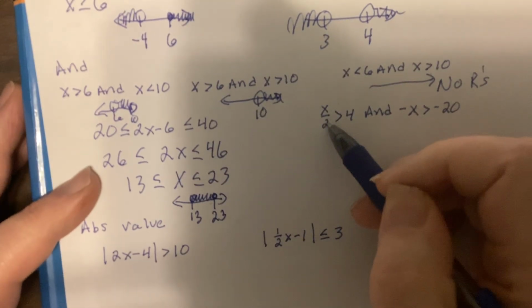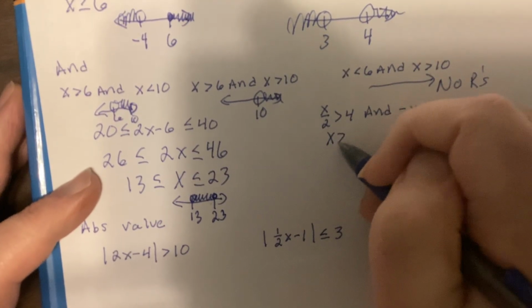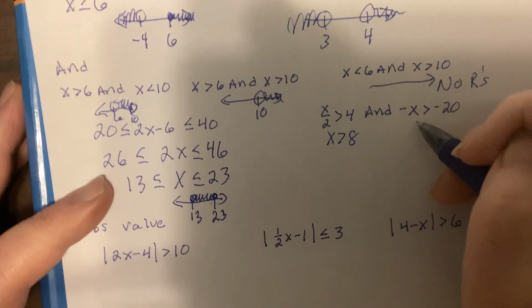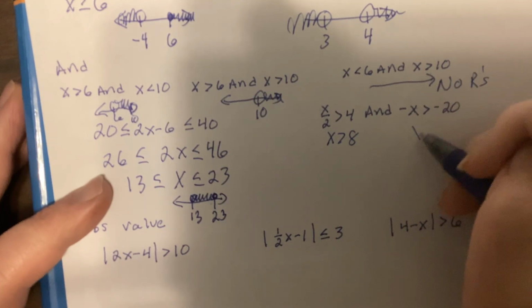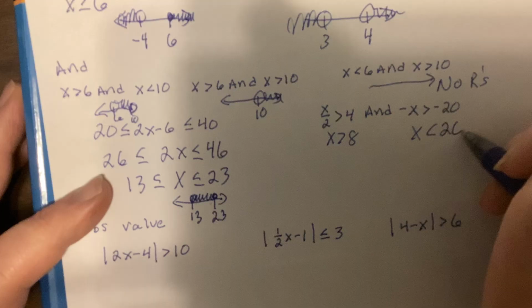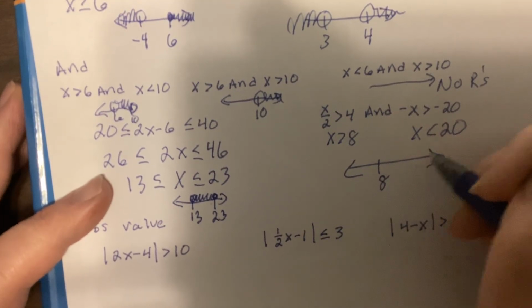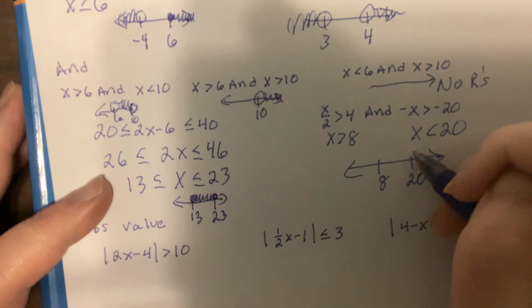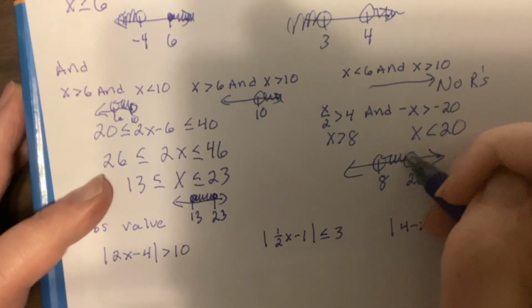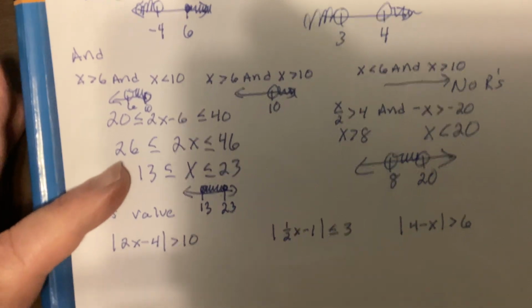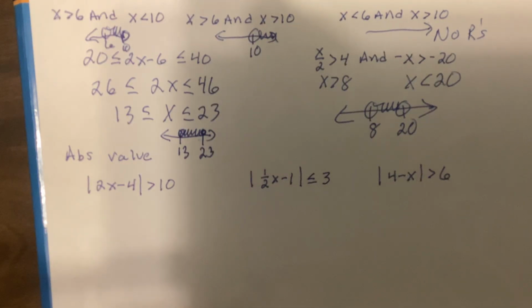So this one, multiply by 2. Divide by -1, but whenever you divide by negative, you switch the inequalities. So it'd be everything between 8 and 20. Yay! Now, we did this, I think, back in September, so it's been a while. Hopefully it's correct, clicking in your brain.